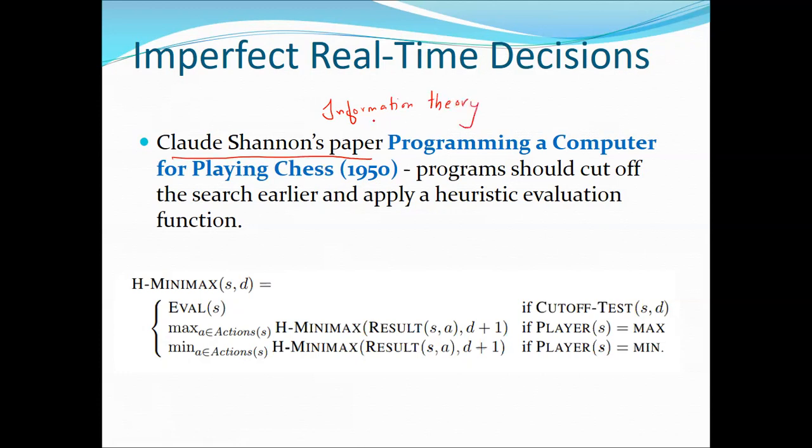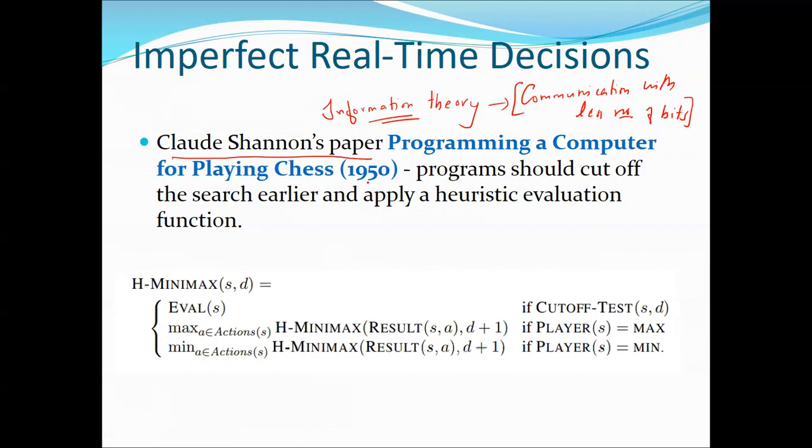In information theory, he talks about how to communicate data with the least number of bits. Basically, he specified an upper bound on the number of bits or bytes required to communicate so much information.